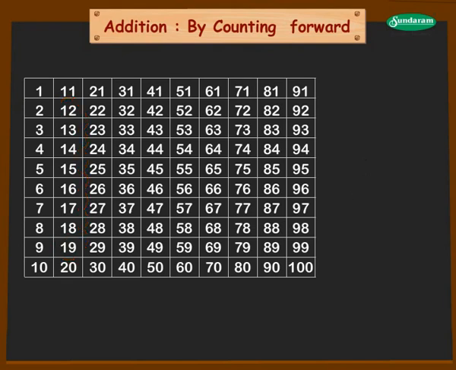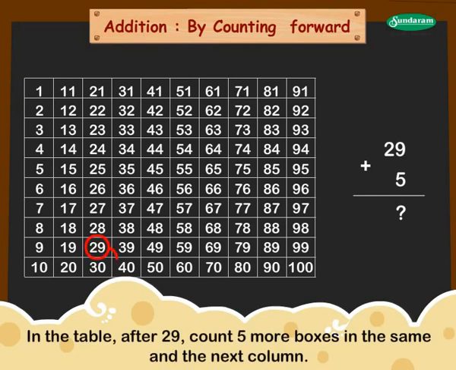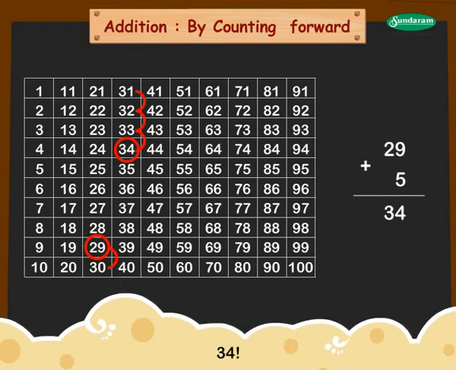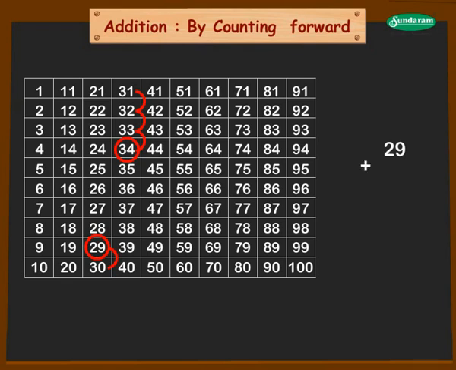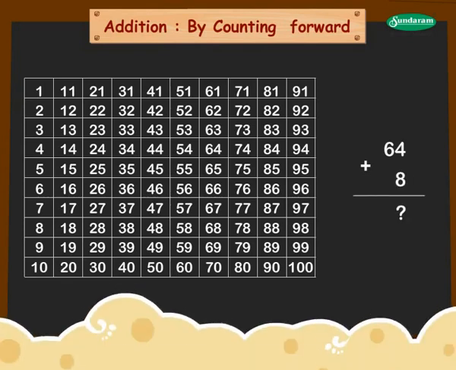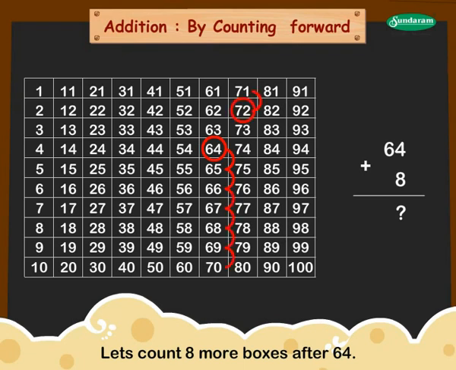Let's do it again. 29 plus 5 equals how much? In the table, after 29, count 5 more boxes in the same and the next column. What do you get? 34. 29 plus 5 equals 34. Let's try one more. 64 plus 8 equals how much? Let's count 8 more boxes after 64. That is 72.